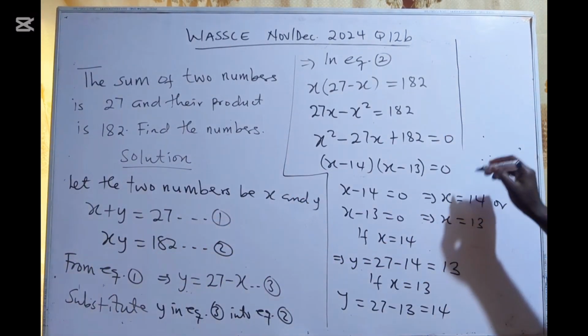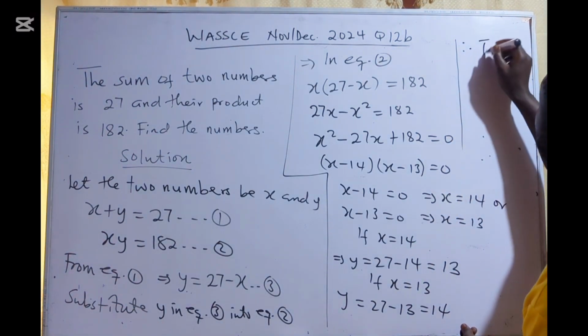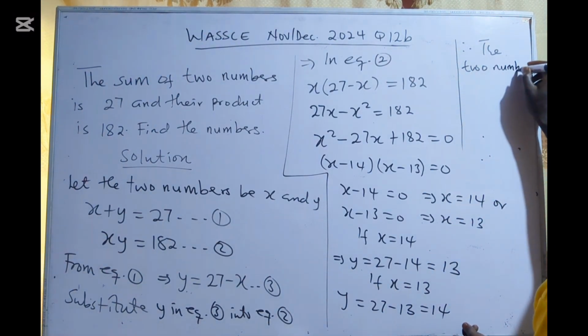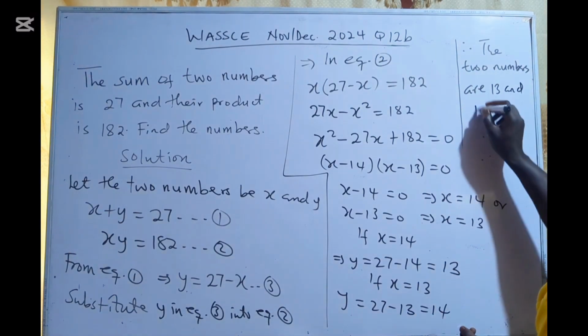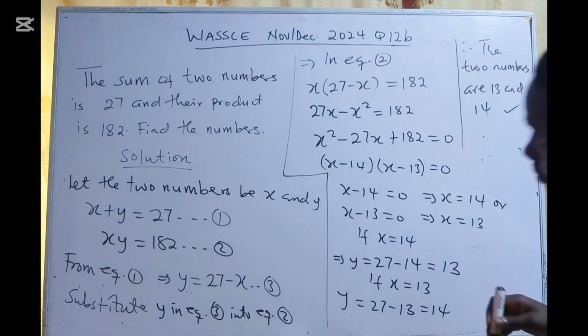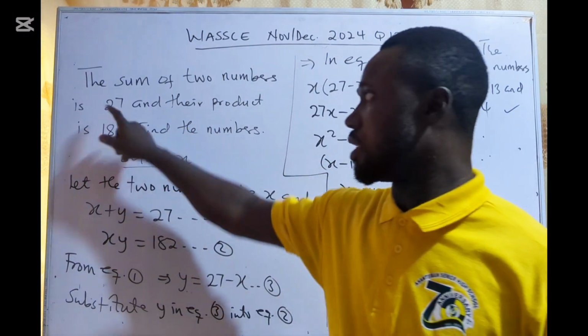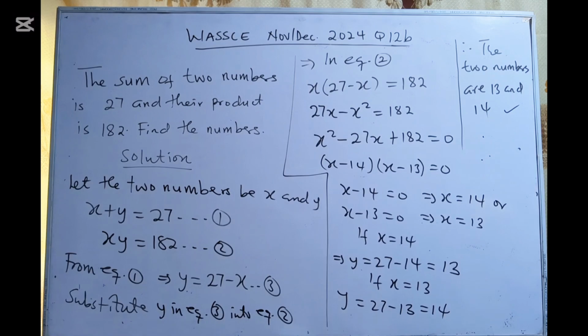So you say that, therefore, the two numbers are 13 and 14. Check: 13 plus 14 is 27. 13 times 14 is 182. So if x is 14, y is 13, or if x is 13, y is 14. So the two numbers are 13 and 14.